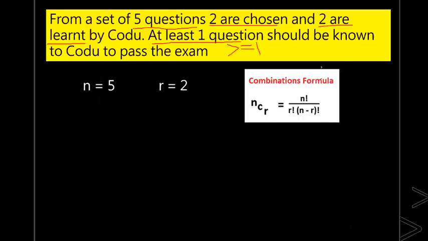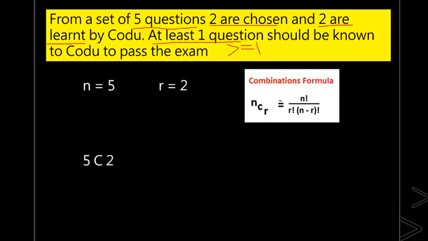What is the number of possibilities of choosing the question? I'm not talking about passing the exam. In how many ways can I choose the question? From 5 questions, I am choosing 2 questions. So the number of ways is 5C2. From 5, we are choosing 2. So the number of ways is 5C2.